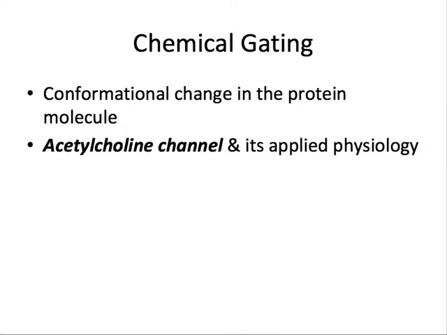I hope you can understand how important the gating of the channels is in the control of the rate of diffusion, and the gating could be voltage gating or chemical gating. Voltage gating is operated by a change in the voltage across the membrane, while chemical gating is controlled by the attachment or bonding of a chemical substance with the channel. And in this case, the chemical is called a ligand.